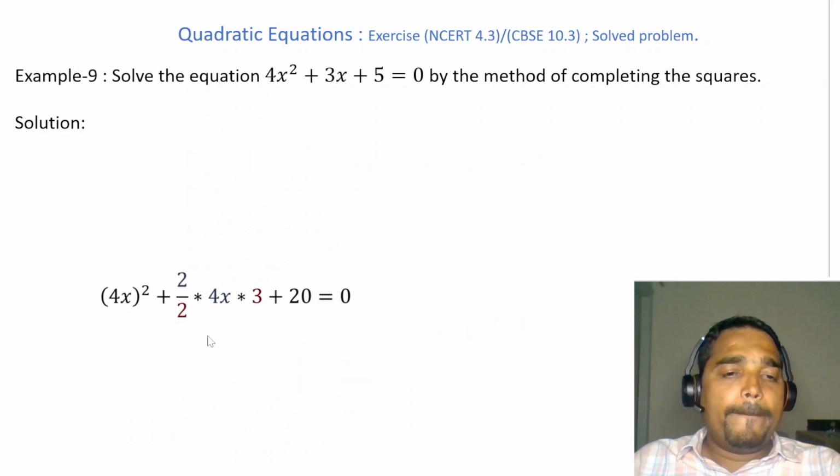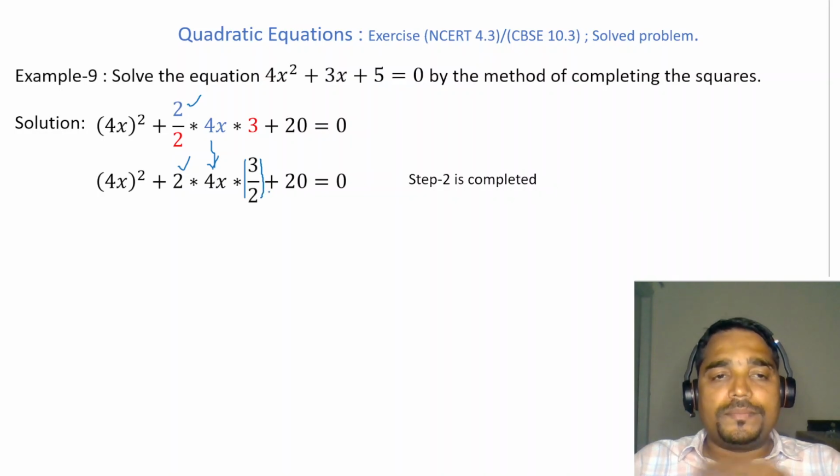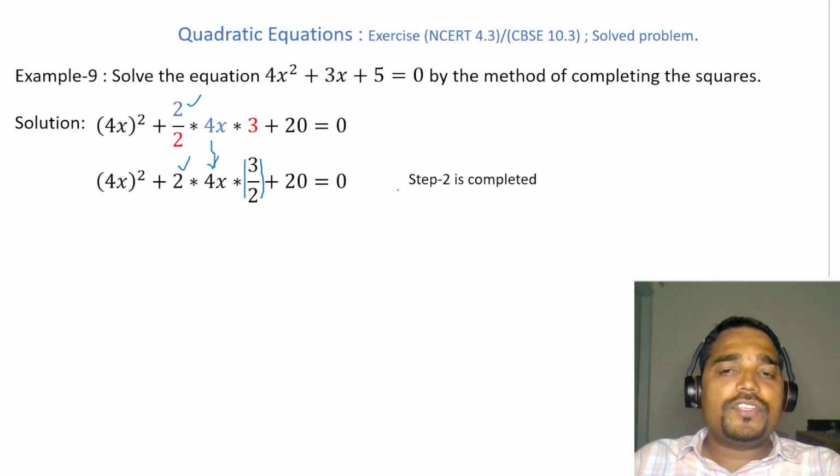That is, upon simplification, 2 in the numerator is written here, 4x as it is. The remaining two terms, with 3 in the numerator and 2 in the denominator, have been clubbed. That is 3 by 2. Now this looks like 2 into a into b, which completes the step number 2.